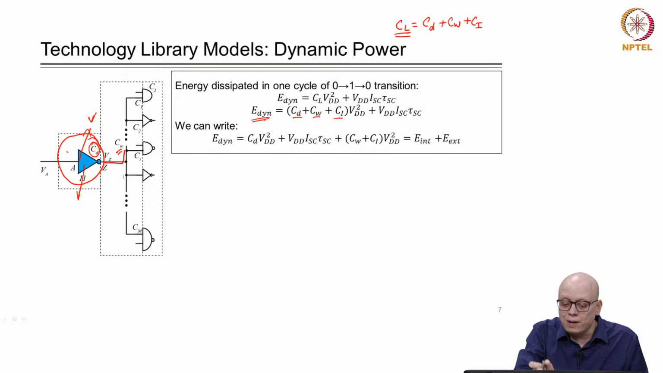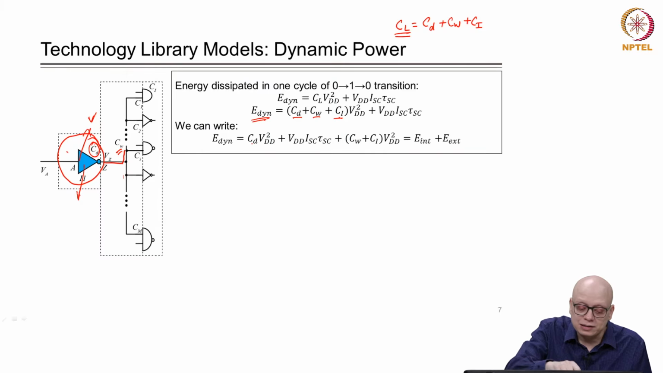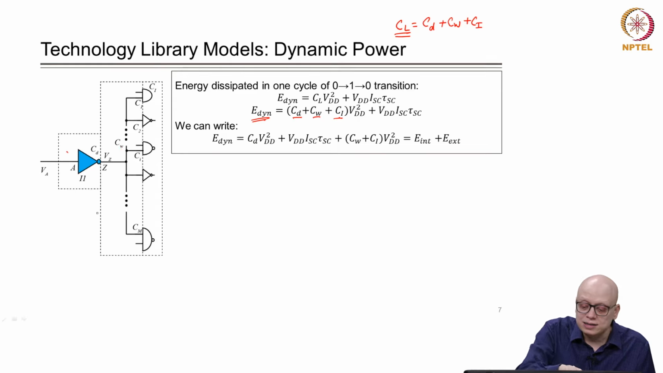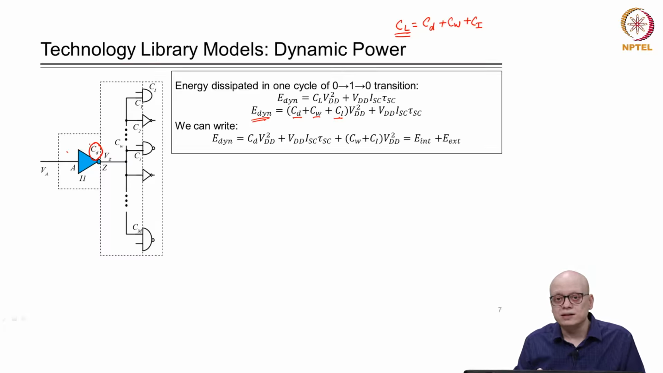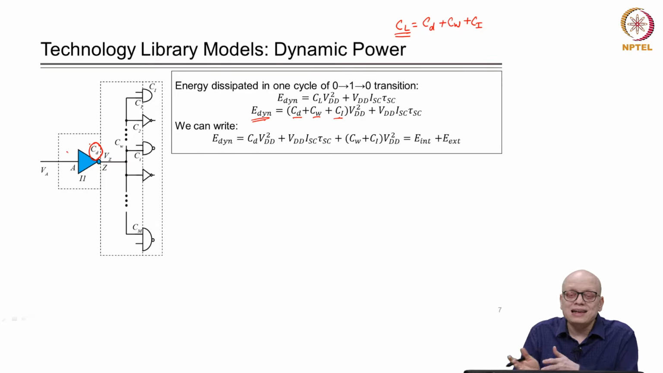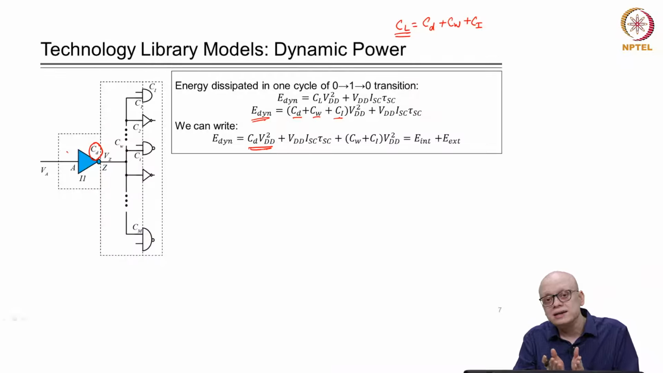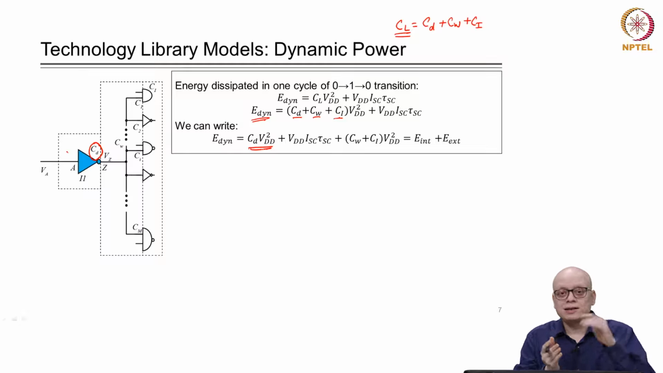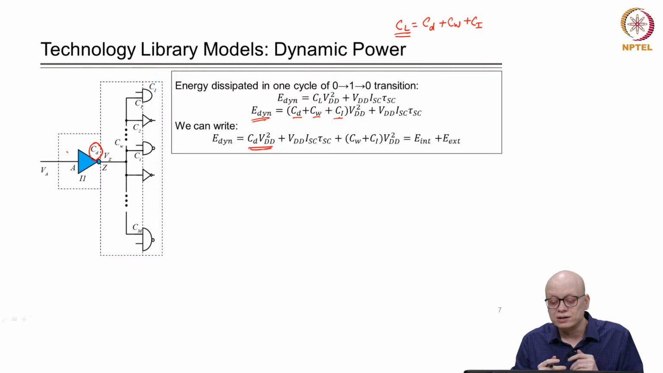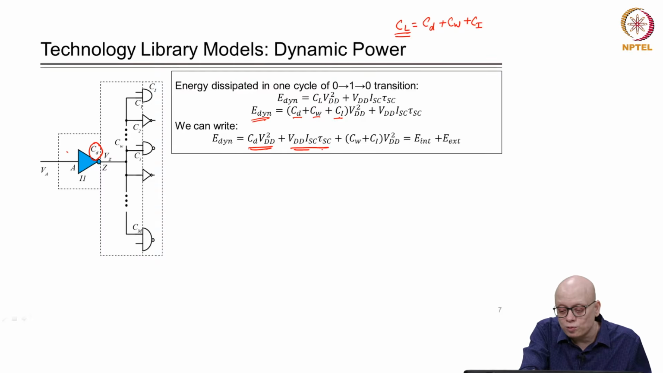We say that the energy dissipated in charging and discharging CD, that is the drain diffusion capacitance, which is lying inside the inverter, is the internal component, and also the short circuit power dissipation, that is also contained completely inside the inverter, inside the PMOS and the NMOS of the inverter, and therefore, that is an internal component.